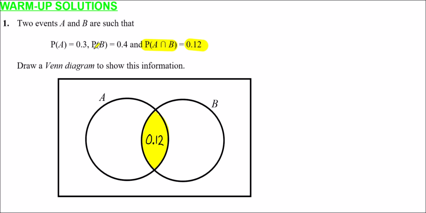Next, we can go forward and work out the probability of A. Well, the probability of it lying in event A is 0.3. 0.12 is already part of this A circle, so we need to think about what else we need to add on to 0.12 to get to 0.3, and that would be 0.18. And the B circle, the event B, has a probability of 0.4. We've got 0.12 already, so 0.4 minus 0.12 would be 0.28.